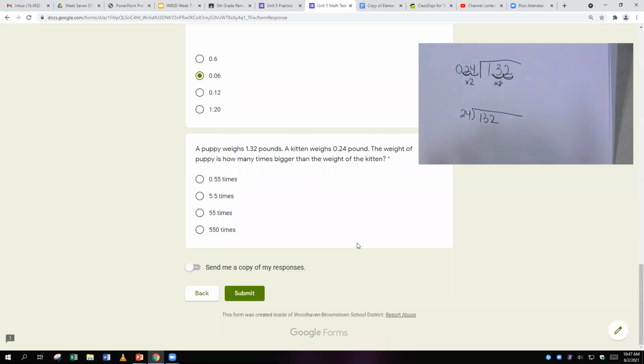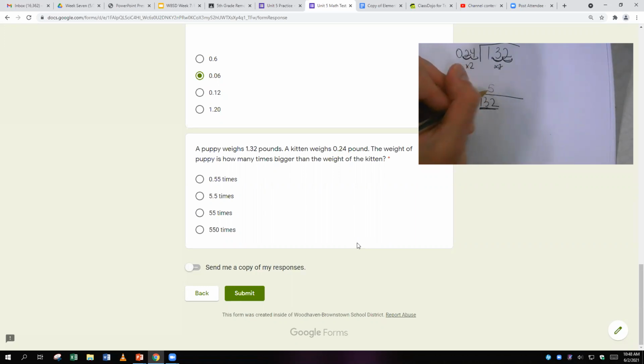How many 24s go into 1? None. How many 24s go into 13? None. How many 24s go into 132? That's a really good question. So let's see. 24 times 10 is 240. So 24 times 5 is half of that, which is 120. That sounds good. So I'm going to put a 5. I'm going to put 120. I'm going to say what's left over. Well, there's 12 left over.